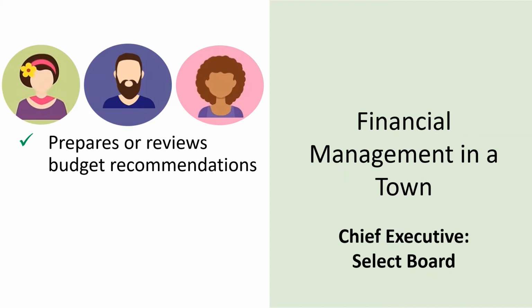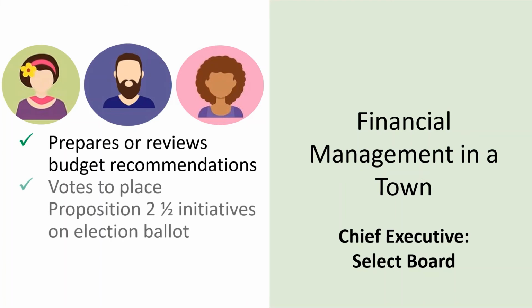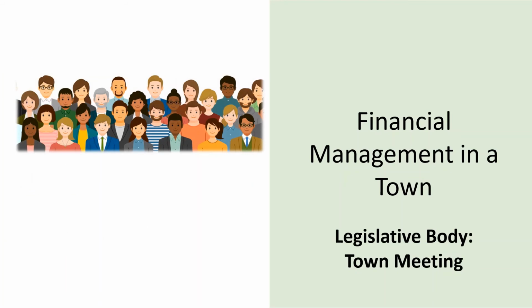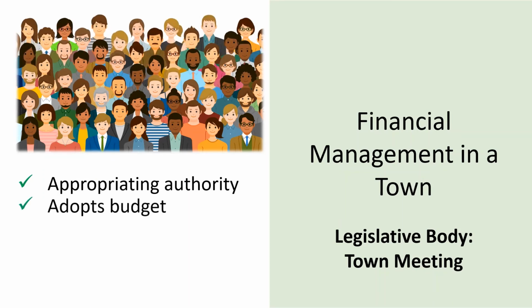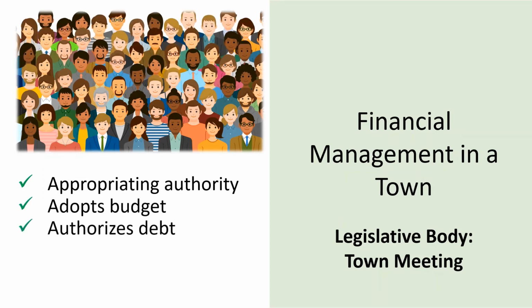These budget responsibilities are usually shared with the Finance Committee, a body that advises town meeting on financial matters. The board also plays a role in tax policy by voting to place a Proposition 2.5 override, debt exclusion, or capital outlay exclusion question on the ballot. The legislative body of a town is town meeting. As the appropriating authority of a town, town meeting adopts the budget and authorizes debt issuances. Town meeting also has local lawmaking authority through the enactment of bylaws.